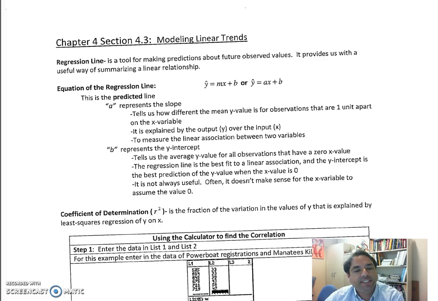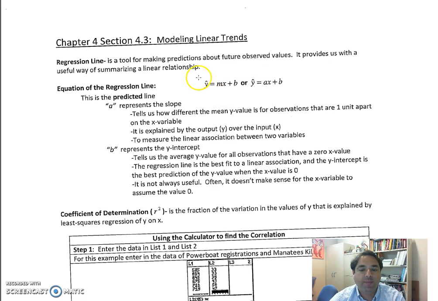Hello, we're going to go over Statistics, Chapter 4, Section 4.3. I've given you a little preview in the previous video, but here's where we're going to talk about the regression line. The equation of the regression line is basically a predicted line of what's going on.